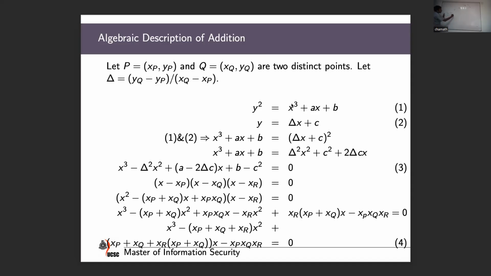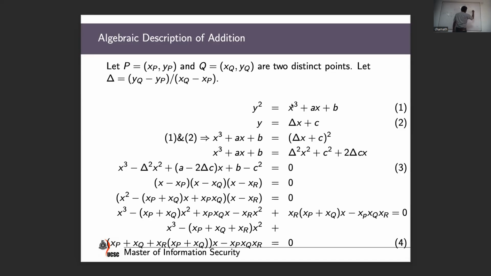Actually, this is also equivalent to Y_P minus the y coordinate of this one, but that point is minus Y_R, so Y_P minus Y_R divided by X_P minus X_R.